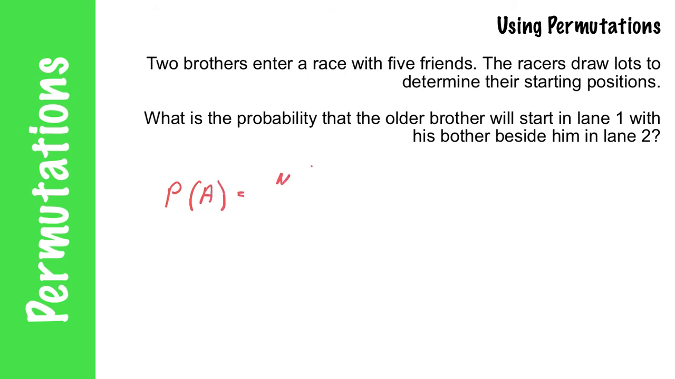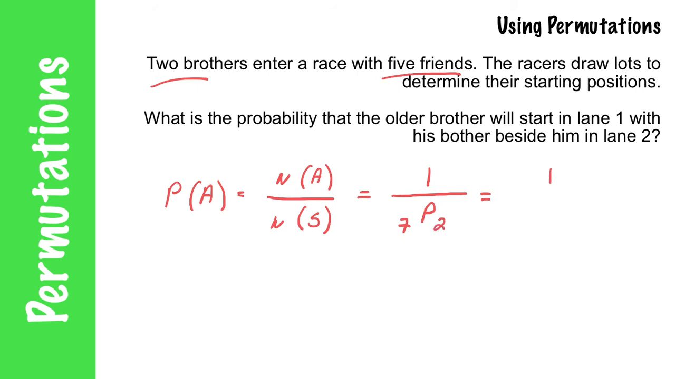So we'll do the number of ways the two brothers can be organized over the number of ways 2 people can be organized out of the set. Well, the number of ways that the 2 brothers can start in lane 1 and 2 is 1 way. The number of ways the 2 brothers and the 5 friends can be organized in the 2 starting positions, number 1 and 2, would be the 7, and then order matters in this case, permutation 2, which gives us 1 over 42 for the odds of the 2 brothers starting in lane 1 and 2.